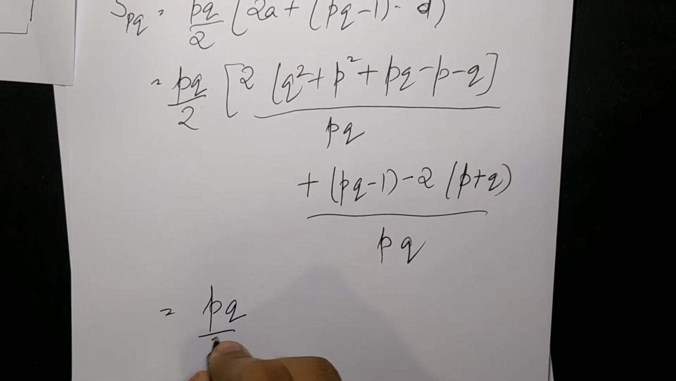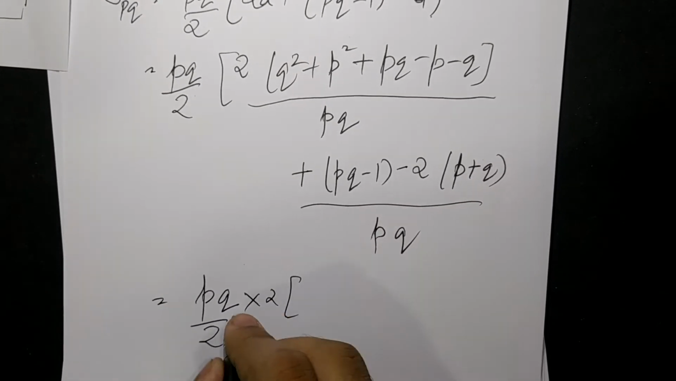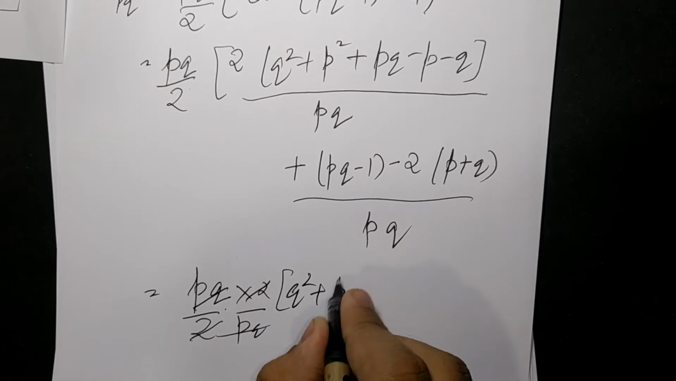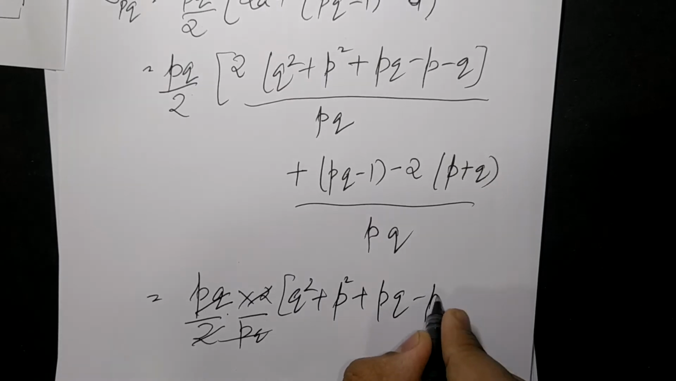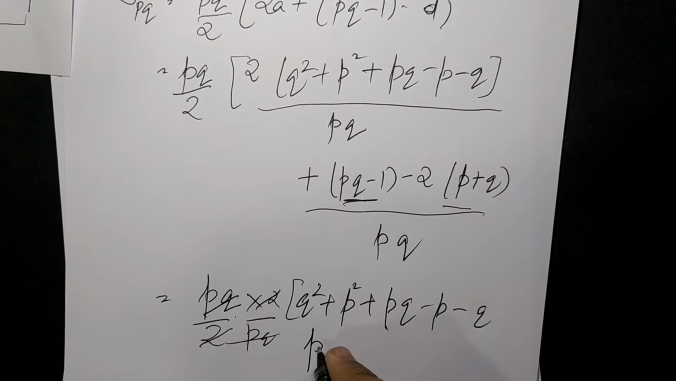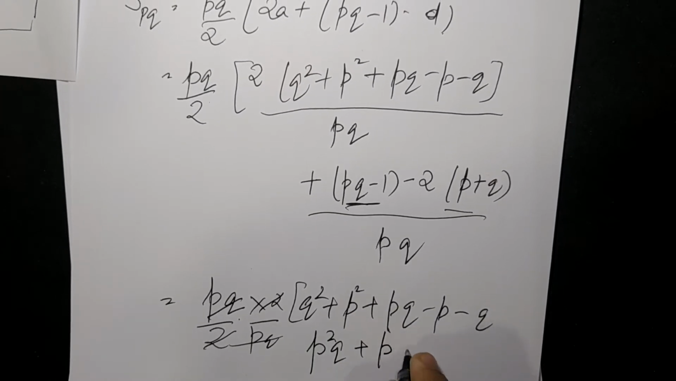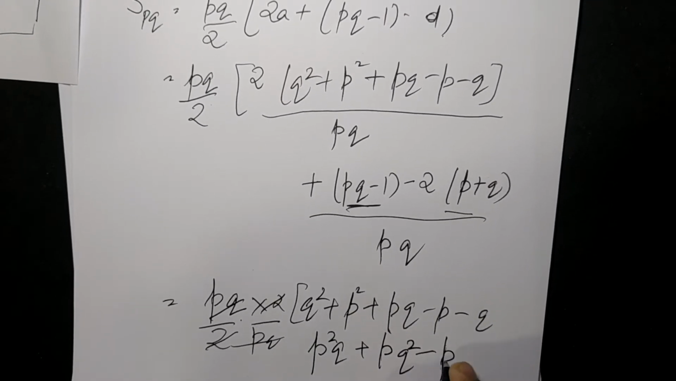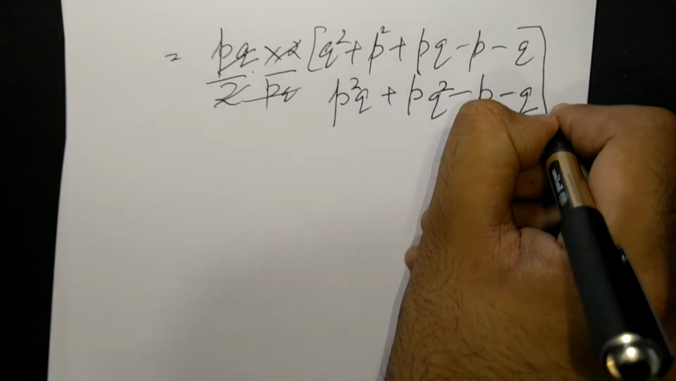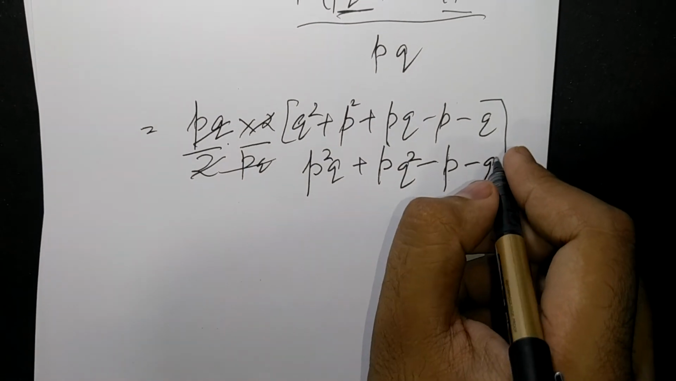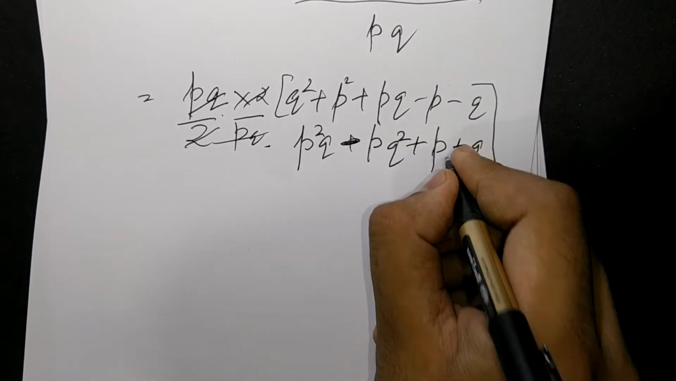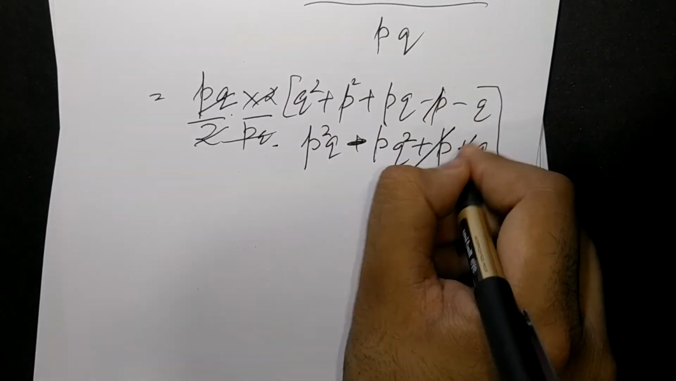Taking 2 common, we get pq common. We get q square plus p square plus pq minus p minus q. Solving this, pq into p is p square q, plus pq square, minus p minus q. We will change the sign now, and it cancels out.